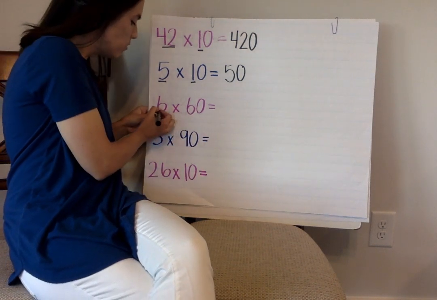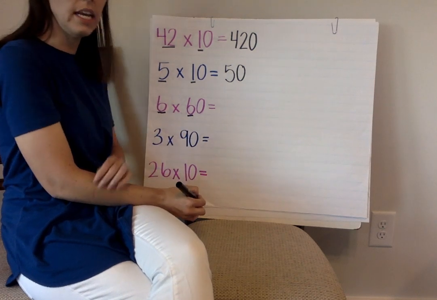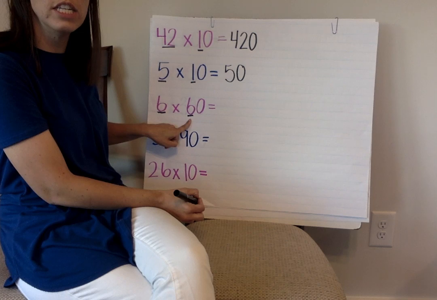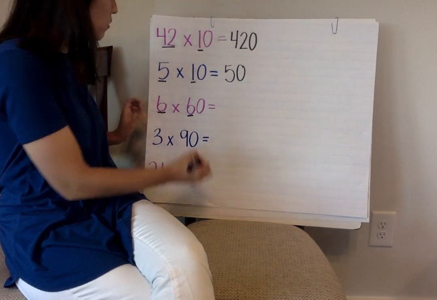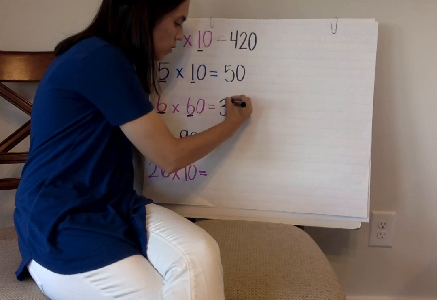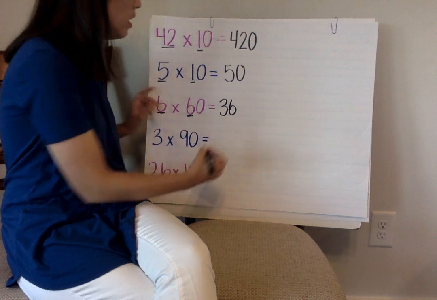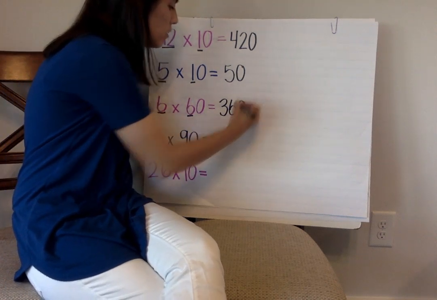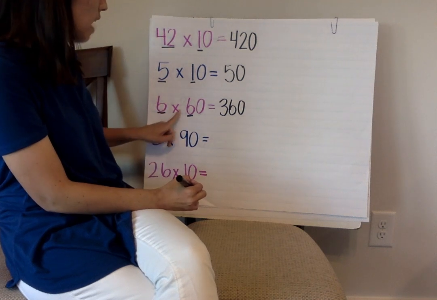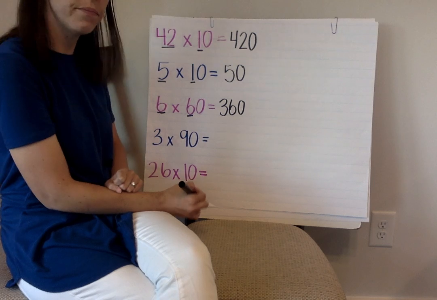Okay, let's look at our next one. I have 6 times 60. Notice that I underline 6 and 6. Those are the digits that are not zeros. So I have 6 times 6. I know that is 36. I have 1 0, so I'm going to add 1 0 to my product, which gives me 360. 6 times 60 equals 360.